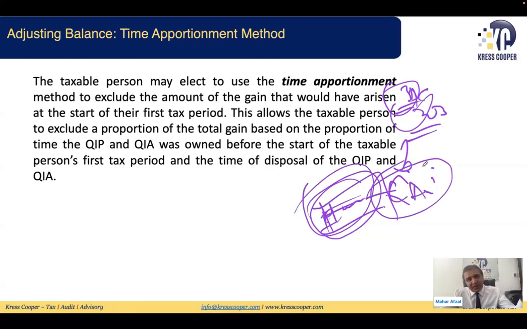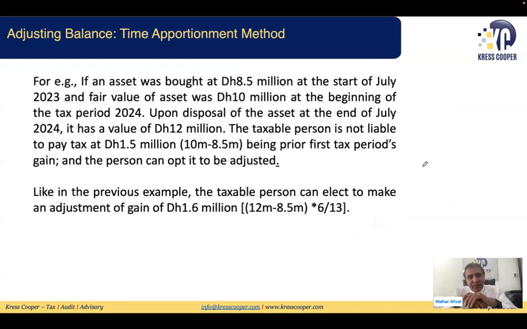How will we consider it? Whenever this asset is sold in the future, we'll say how much time the asset was held before the introduction of the corporate tax law, and how much time the asset was held after the introduction of the corporate tax law. Then the gain needs to be apportioned between the time before and after the introduction of corporate tax law. Whatever the gain pertaining to the period before the introduction of corporate tax law, on a proportionate basis, it will be reduced and the accounting profit will be adjusted accordingly to arrive at the taxable profits. It's very straightforward and simple. Just looking at the same example again.